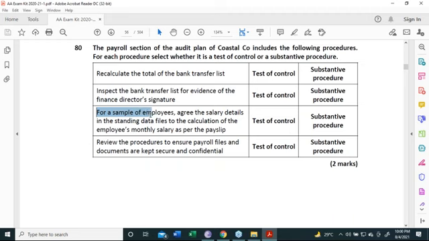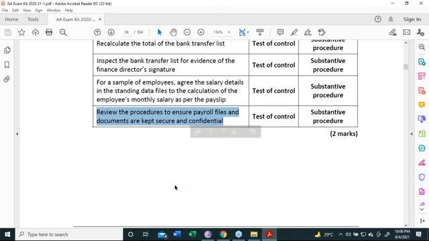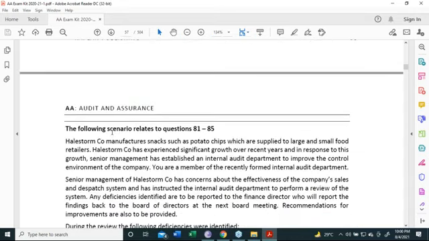For a sample of employees, you are agreeing the salary details in the standing order calculation, you are calculating the amount, you are verifying the accuracy of the payroll amount. That's a substantive procedure. Now you are reviewing the procedures to ensure payroll files and documents are kept secure and confidential. No unauthorized individual is allowed to enter room 10, and in room 10 there is everything confidential. That's a test of control. What's the control? The files are kept confidential. You are testing it. That's a test of control. So 1 and 3 are substantive, 2 and 4 are tests of control. The greater majority of you are right in this case.